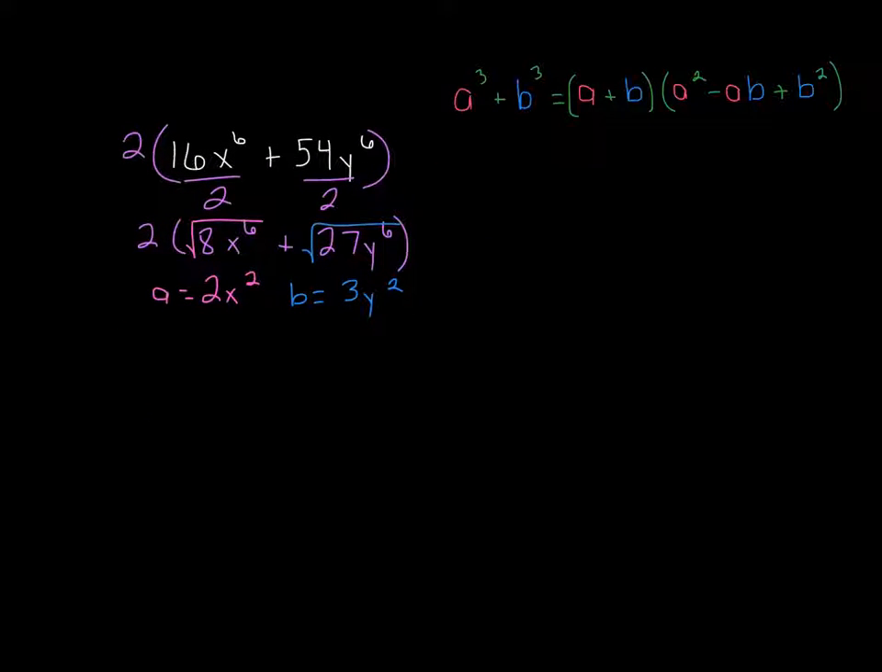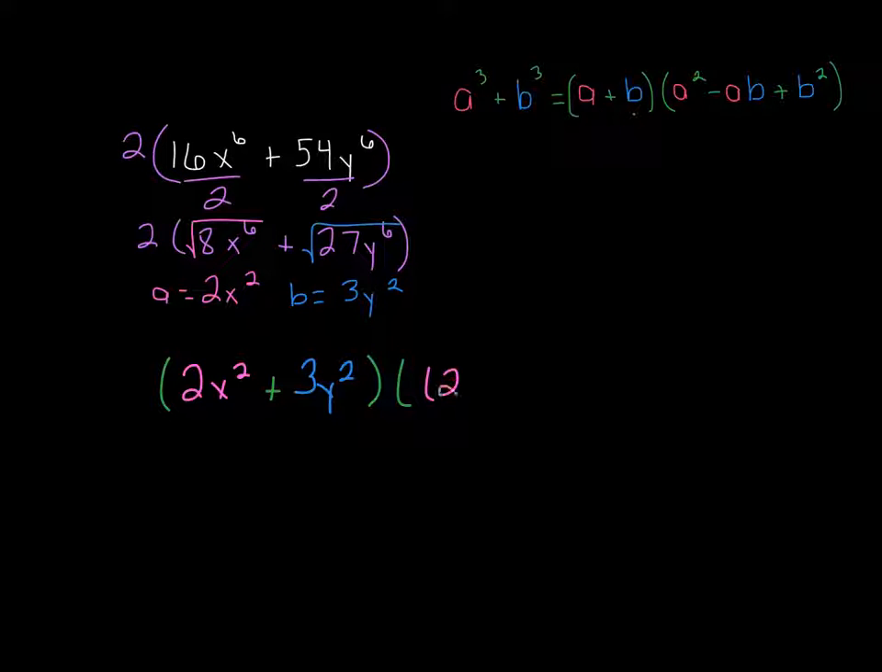Okay, make a little bit more room here. Alright, now let's plug it in. Again, notice the first sign of our factored form is a sum. Since we have a sum, the next sign is the opposite, which is minus, and then the last sign is always positive. So to plug it in, we put 2x squared for A and 3y squared for B.